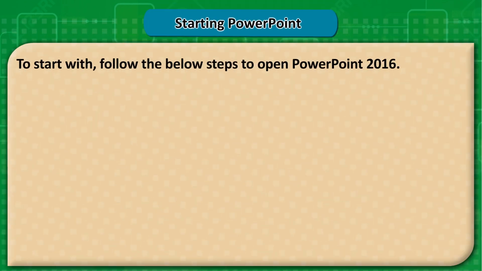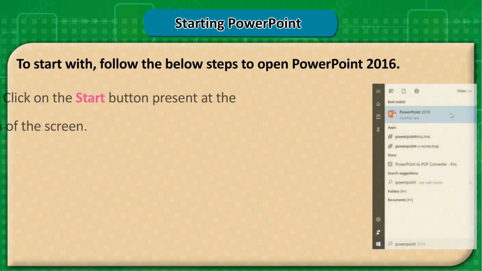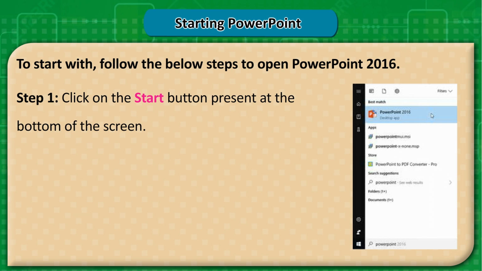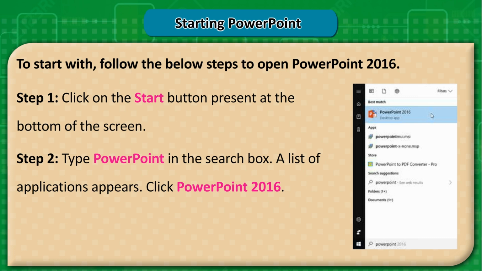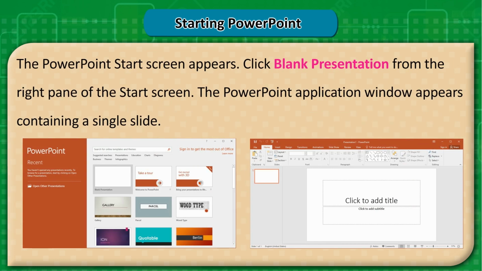Starting PowerPoint. To start with, follow the below steps to open PowerPoint 2016. Step 1. Click on the Start button present at the bottom of the screen. Step 2. Type PowerPoint in the search box. A list of applications appears. Click PowerPoint 2016. The PowerPoint Start screen appears. Click Blank Presentation from the right pane of the Start screen. The PowerPoint application window appears containing a single slide.